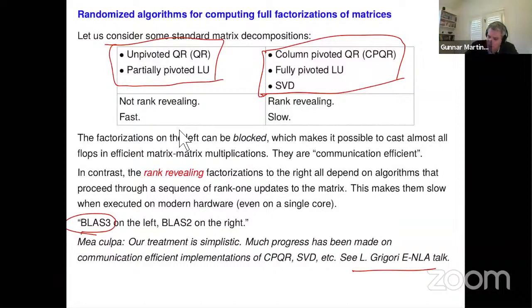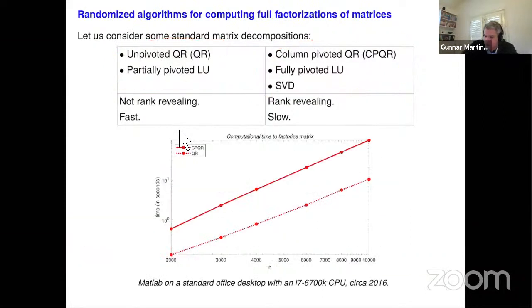But nevertheless, it remains the case that if you want to compute a rank revealing factorization, the full factorization, that tends to be a much slower process than a non-rank revealing factorization. And despite all the progress, this is what happens if you run, in MATLAB, a full column pivoted QR factorization versus a full QR factorization, just from the command line, nothing fancy. There's almost an order of magnitude difference in speed between the two of them, even though the asymptotic flop count is identical. So it really is a big difference.